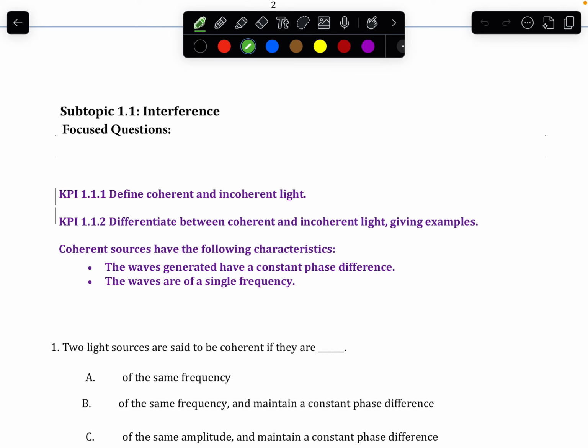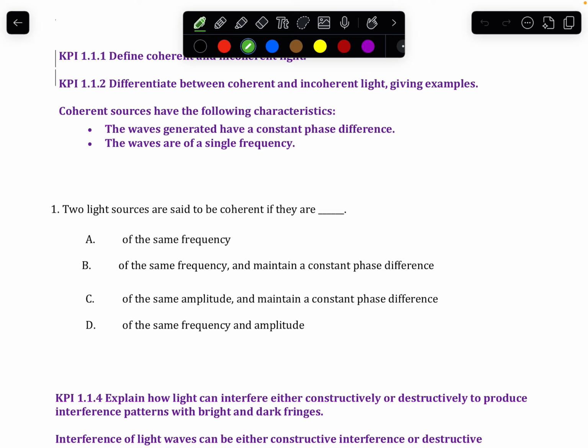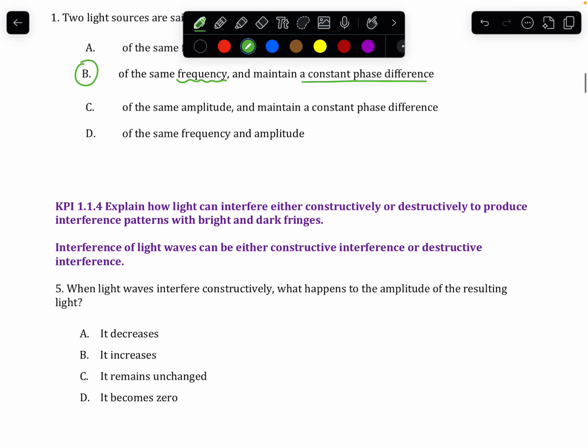12 General End of Term Revision 1.1. Two light sources are said to be coherent. Coherent is meant for expressing that they have the same frequency. So it means that not only do they have the same frequency, but they also maintain the same phase difference. So it is option B.